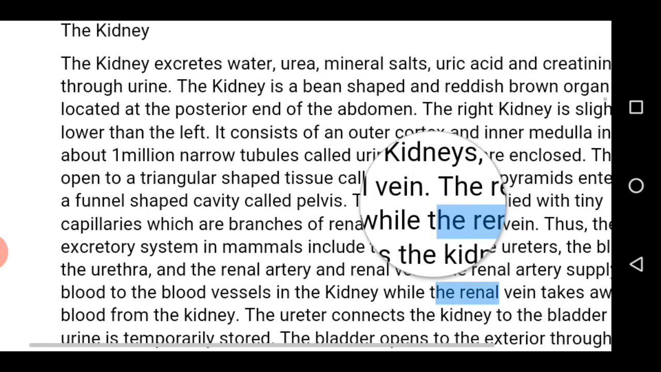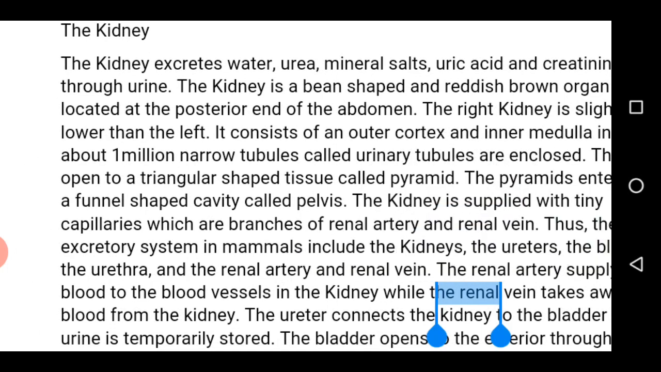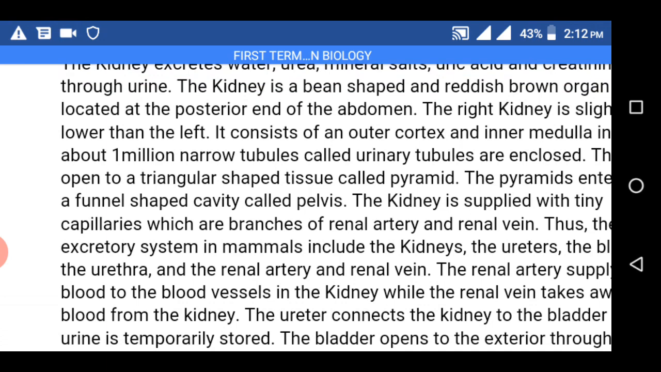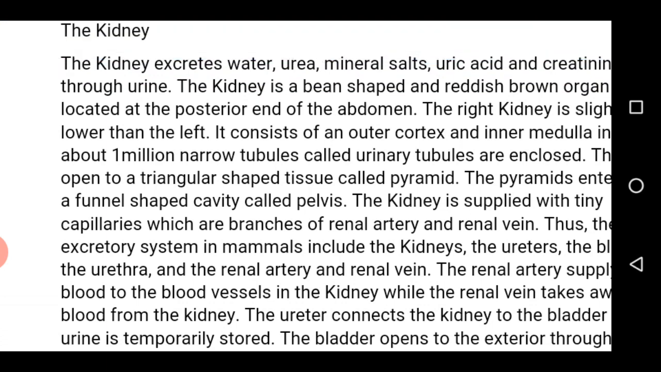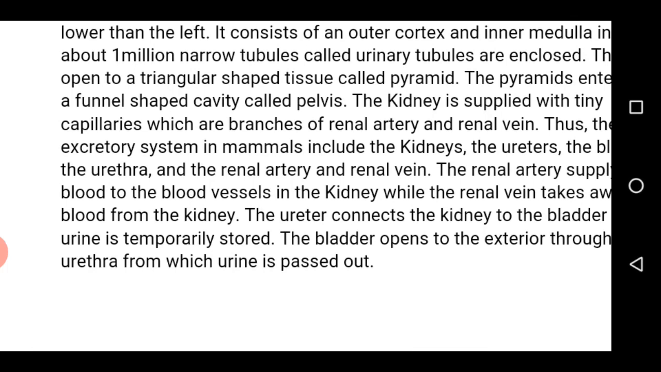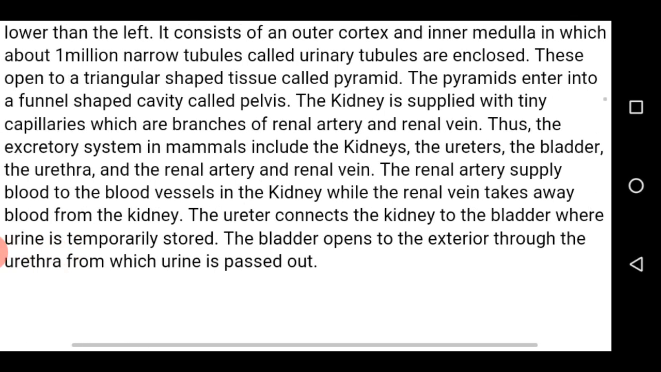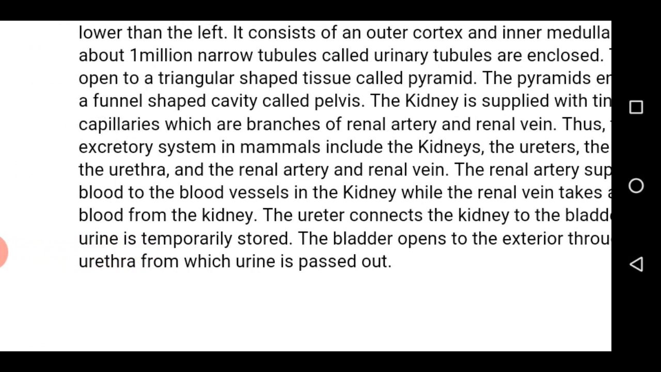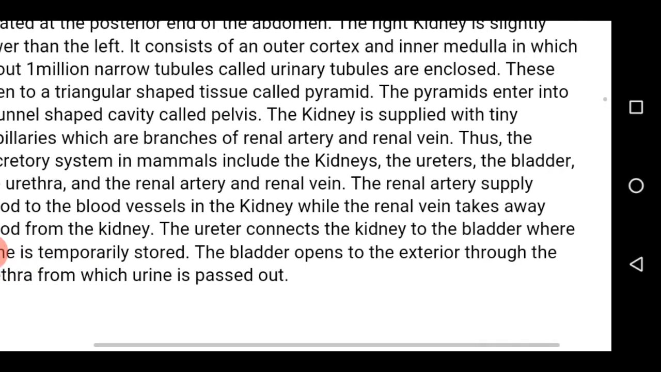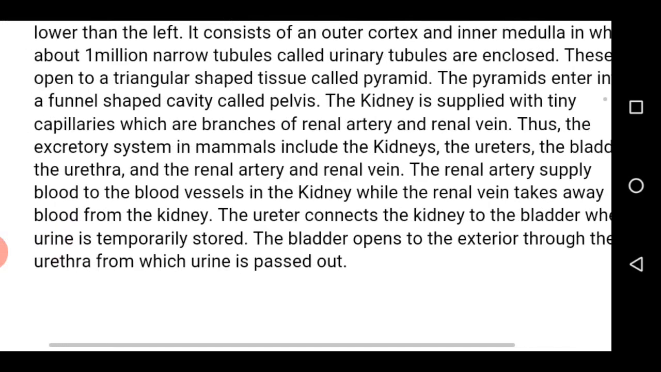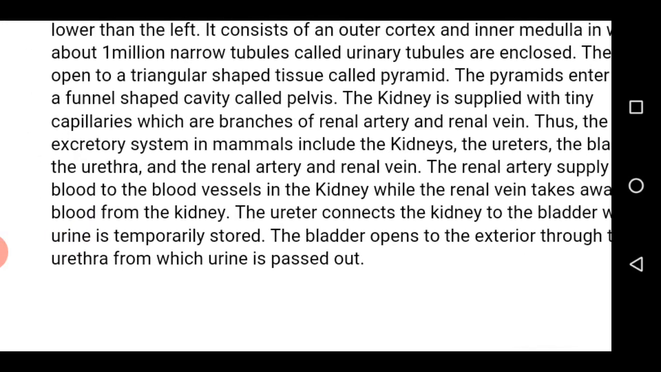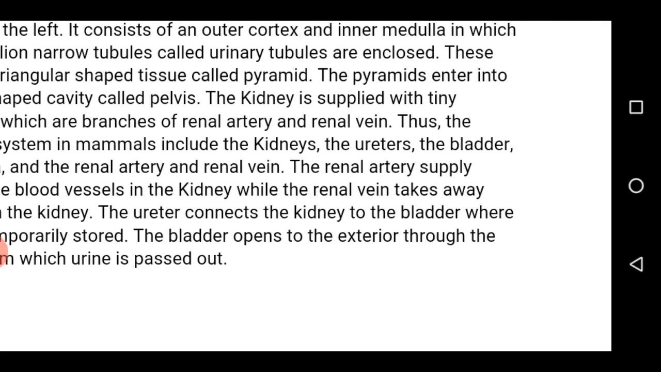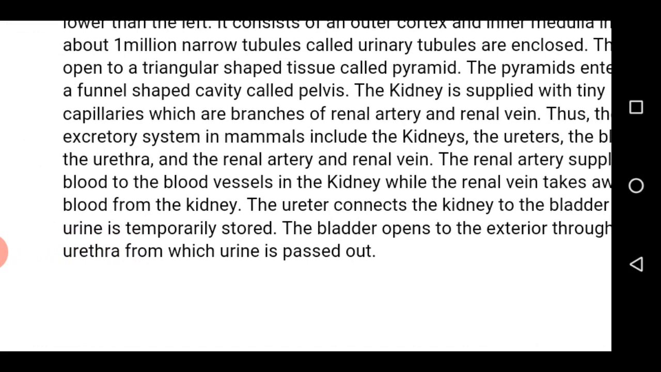Thus, the excretory system in mammals includes the kidneys, that is 2 kidneys, the ureters, the bladder, and the urethra. Then we have the renal artery and the renal vein. Those are the blood vessels. The renal artery supplies blood to the blood vessels in the kidney, while renal veins take blood away from the kidney.